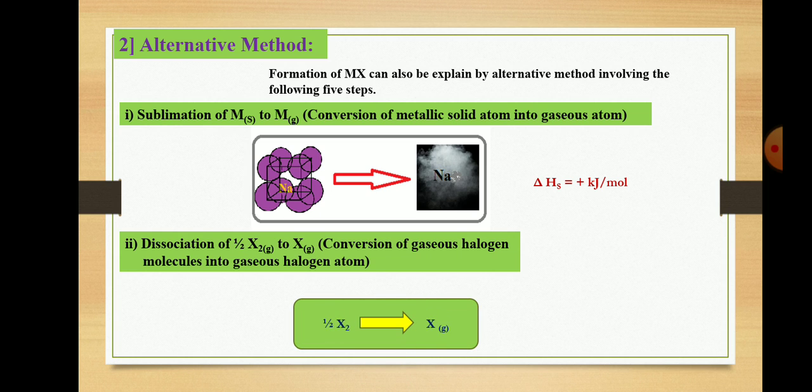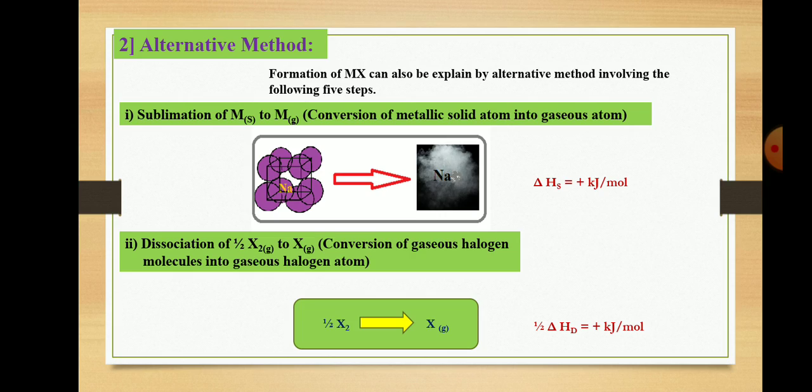So what you hear, all halogens are present in X2 form in nature. So half X2 is going to give X gas, both are gas, and now we just say that it is dissociation energy where X2 molecule is converted into X gas atom. So again here the energy is required. So half delta Hd is the heat of dissociation energy. This is plus kilojoule per mole.